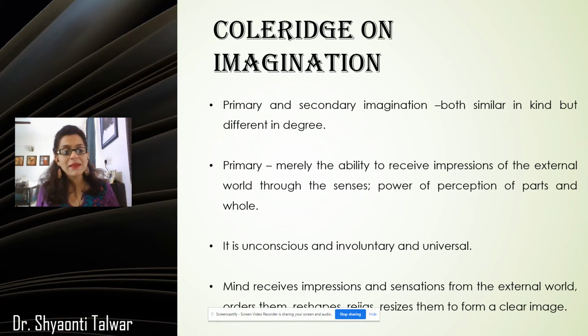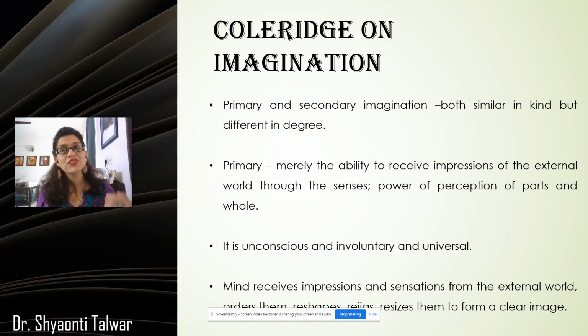Now, primary imagination is unconscious and involuntary. So we do not even realize that we are using primary imagination. We don't do it consciously. It is just part of our sensory experiences. So it is natural to be able to comprehend the world through primary imagination. And according to Coleridge, everyone does it.